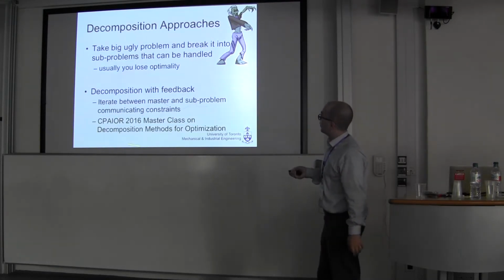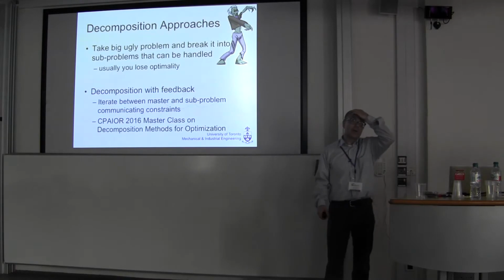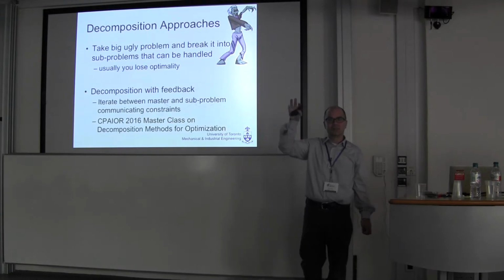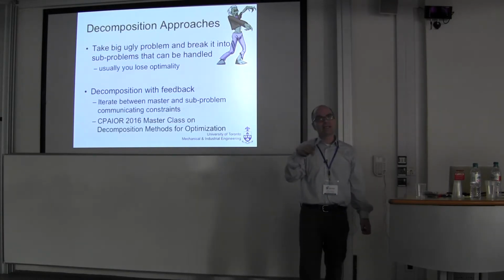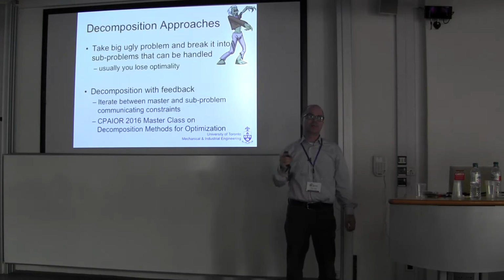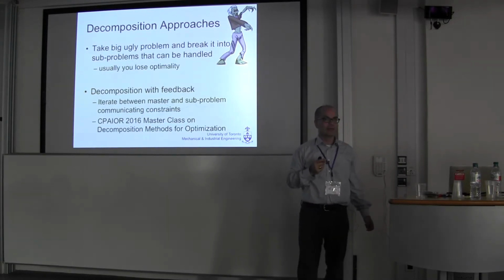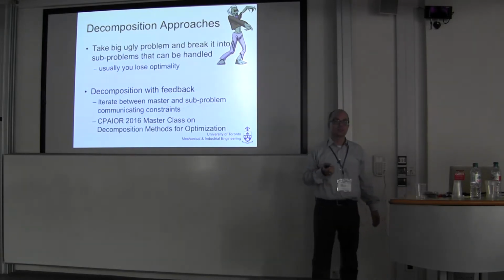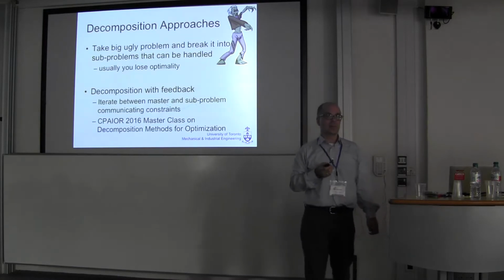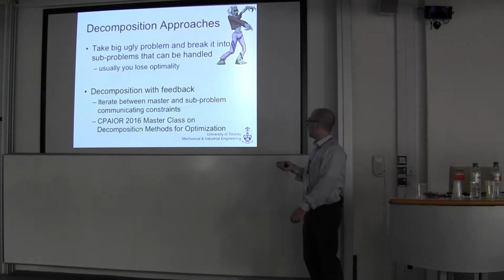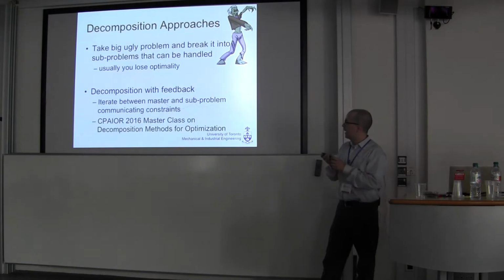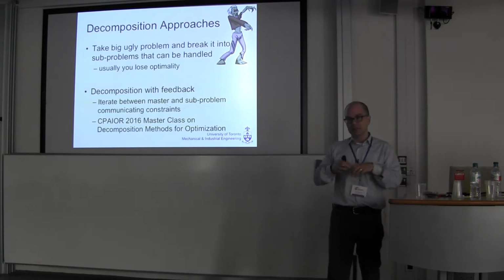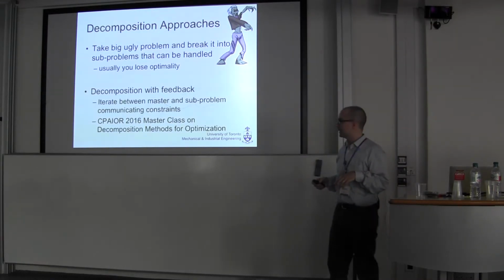Now, we can also do decomposition with feedback, where we create a decomposition, solve, let's say, the master problem, which gives us some subproblems, and then based on the solution to the subproblem, we can feed back some information to the master problem and solve it again. And if we do this in a clever fashion, we can actually get some exponential speedups while not losing our optimality guarantee. And there was a whole master class at CPAIOR about a week ago that talked about decomposition techniques within constraint programming and mathematical programming.